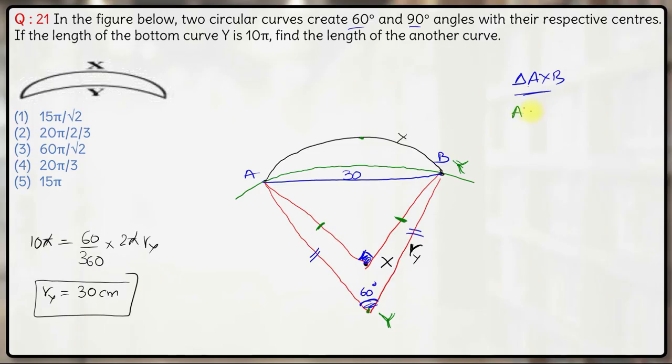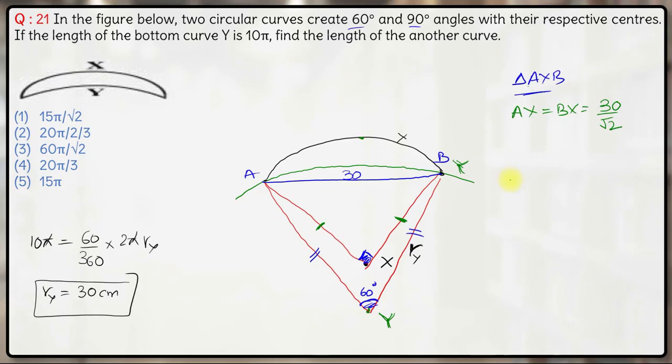That means AX will be equal to BX, which will be equal to 1 by root 2 times the hypotenuse, 30 by root 2. Fine. So the radius of the smaller circle comes out to be 30 by root 2. And it is subtending an angle of 90 degrees, this arc over here.